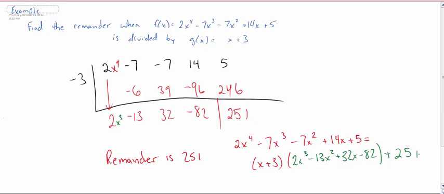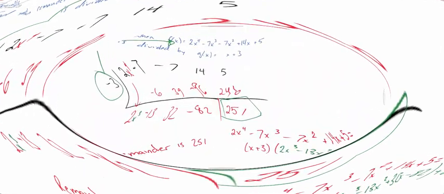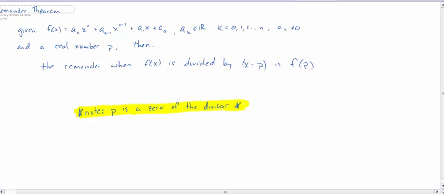Now, this is also called synthetic substitution, because if you actually take this number and find f of that number, if I found f of negative 3, guess what I get? We get 251. It accomplishes the same thing as plugging in negative 3 for all those x's and crunching the numbers. So it's an algorithm that allows us to plug values into functions.